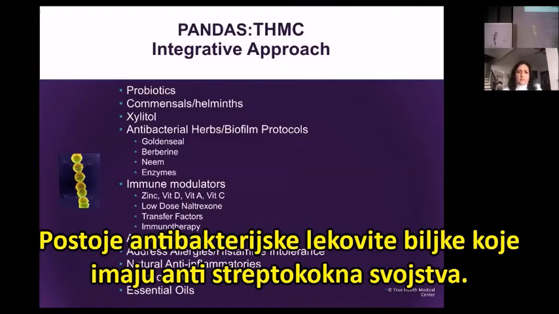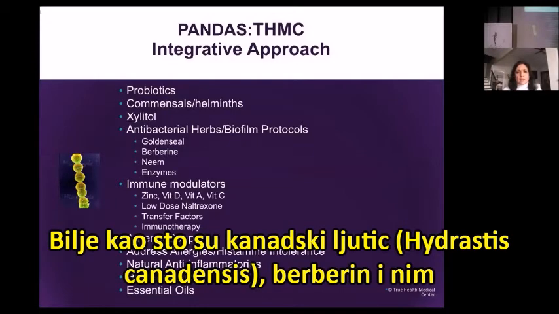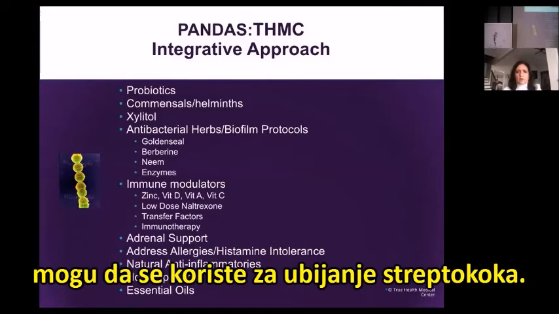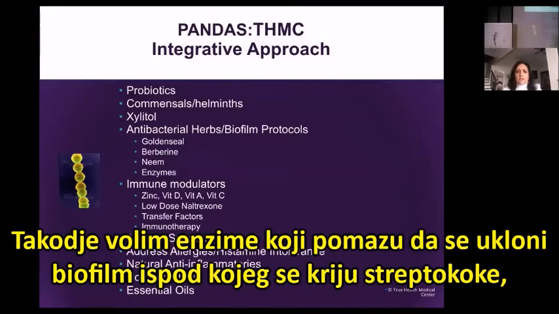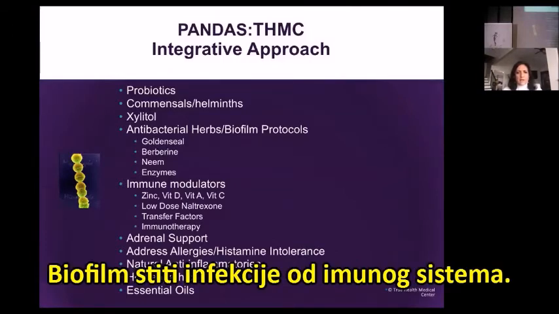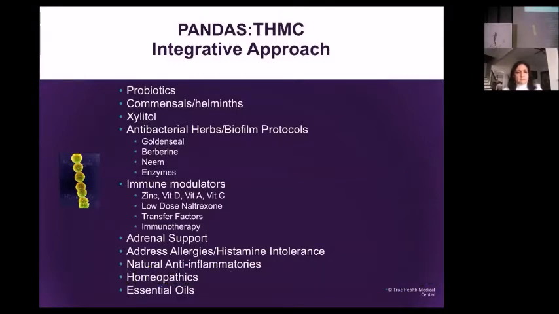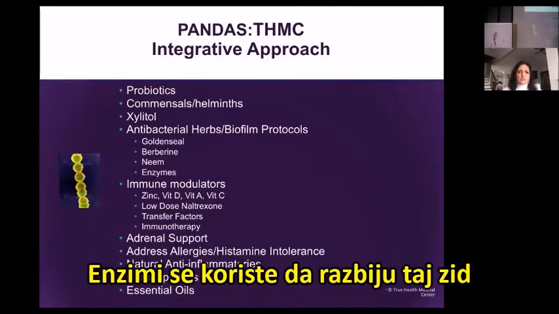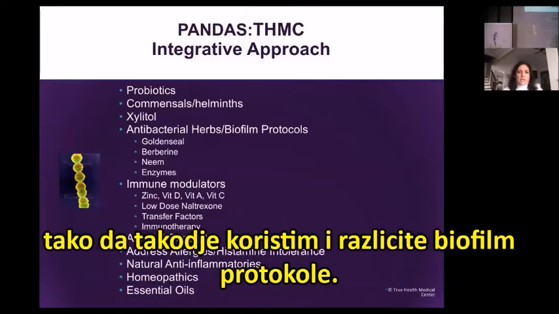There are some antibacterial herbs that have anti-streptococcal properties, and herbs such as golden seal, berberine, neem can be used to help kill strep. And I also like enzymes that kind of break down that biofilm that the strep is hiding under and other infections might be hiding under. These biofilms protect the infections from the immune system and can be used to kind of break down that wall. So I use various biofilm protocols as well.